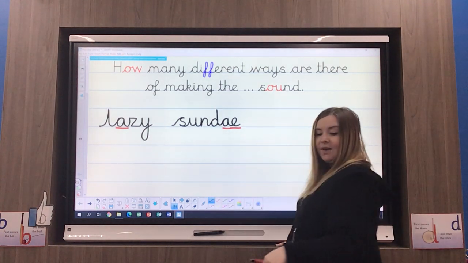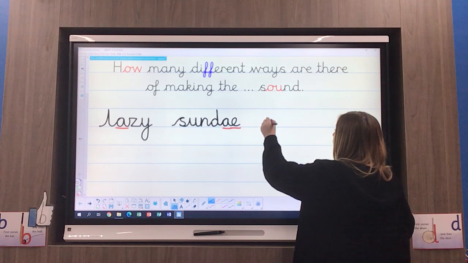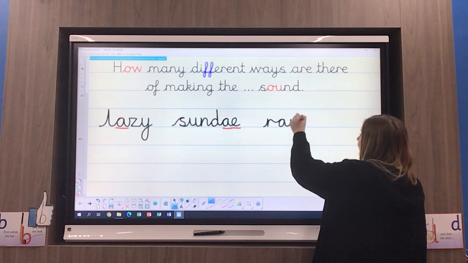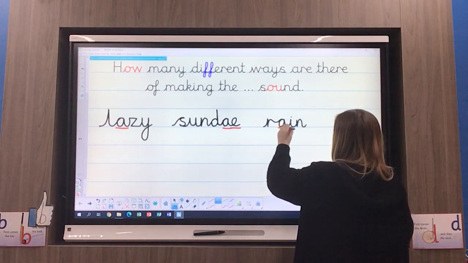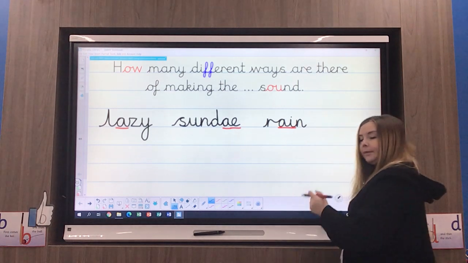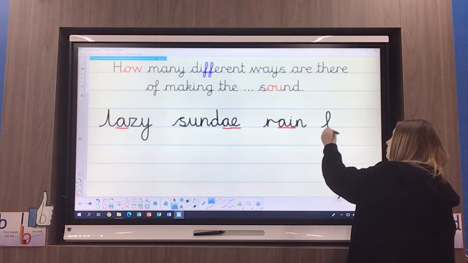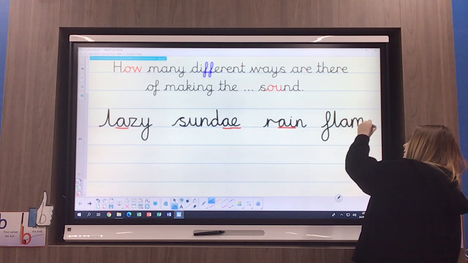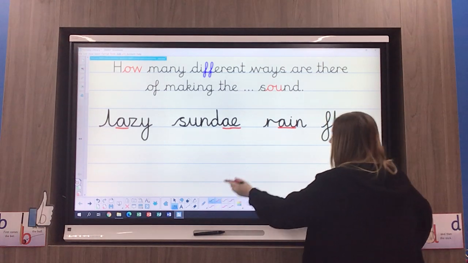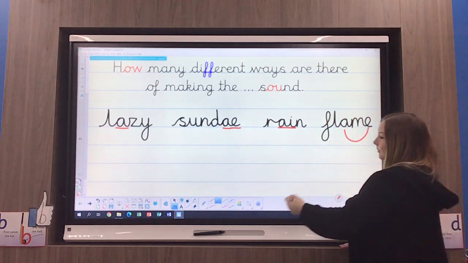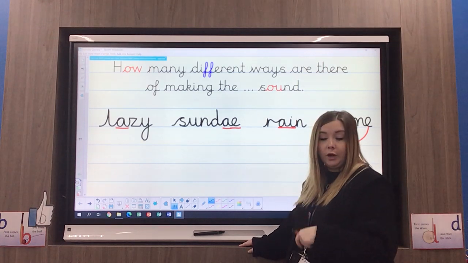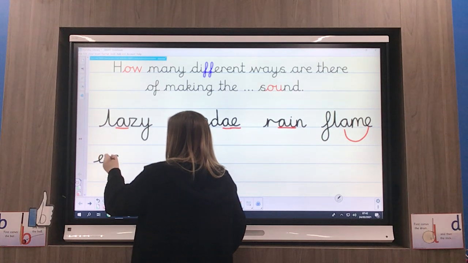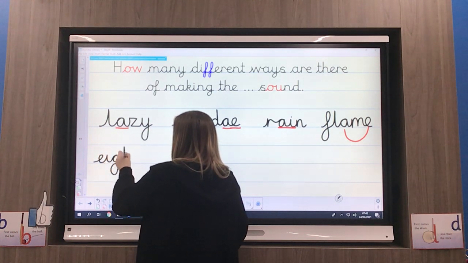Okay. After that, we've got rain. We're very good at using this A sound, Year 4. Our A and an I. We know that one, we use that one a lot. And then we've got flame, which is our split digraph A. Okay. The next word then was 8, the number 8. Now I always think this one's really tricky. We don't use this one very often.